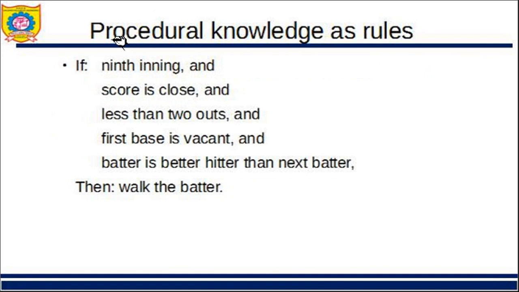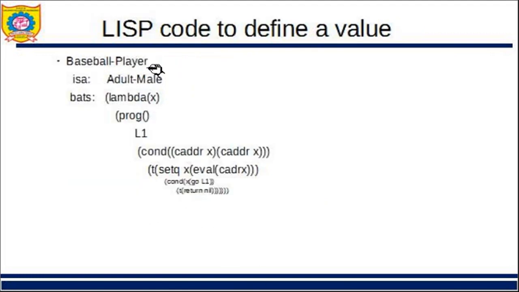We will see an example. Procedural knowledge as rules, like you can see over here: if ninth inning and score is close and less than 2 outs and first base is vacant and batter is a better hitter than the next batter, then walk the batter. Whatever is written, the if is joined with different ands and then. So this is a type of procedural language. Here again Lisp code is written to define a value. I have taken this because the Lisp language uses procedural knowledge. It is used to define a value.